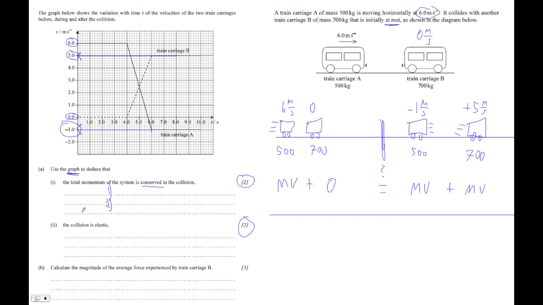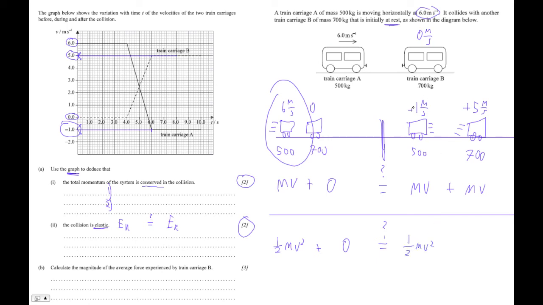Okay. Now we want to show that it's elastic. And then the hidden bit of knowledge here is that we're going to do the same thing with kinetic energy. The kinetic energy before, does it equal the kinetic energy after? If it does, then it's elastic. So we're going to do the same exact thing, only now we're going to look at energy. So we're going to go 1/2 mv squared for this guy. And then, of course, this guy's not moving, so it's going to have 0 kinetic energy. Does that equal 1/2 mv squared?